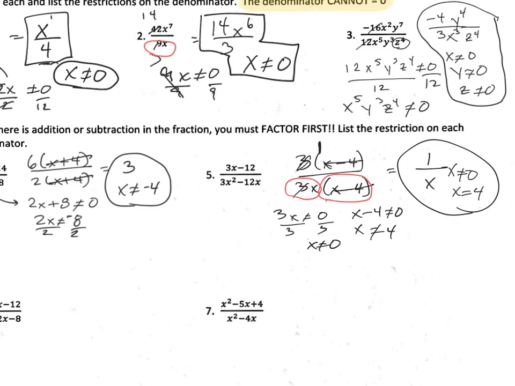So again, the top can get anything it wants. Absolutely anything at all. It's the bottom that you got to have. You're real picky. We don't want zeros in the bottom. We can have zeros in the top though.